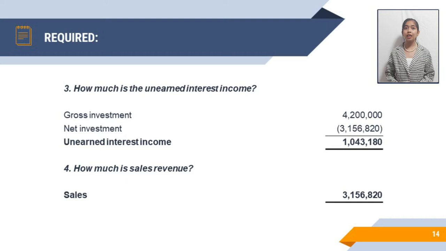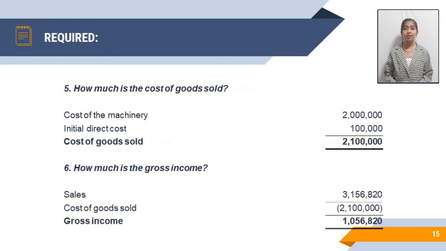At dahil wala ulit fair value na given, therefore, the sales will be 3,156,820. So, next is the cost of goods sold. The cost of goods sold is 2,100,000, which is the sum of the cost of the machinery, 2,000,000, and initial direct cost, 100,000. To get the gross income naman, just deduct the 2,100,000 from the sales 3,156,820.